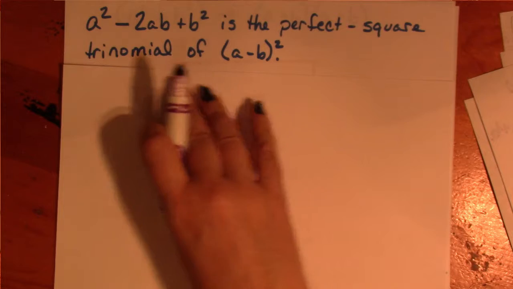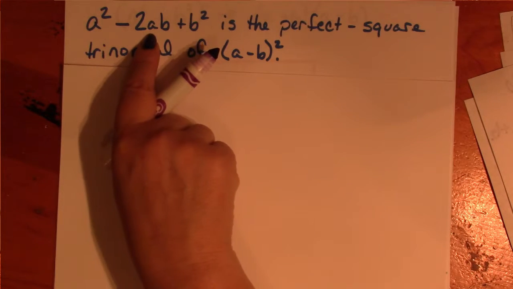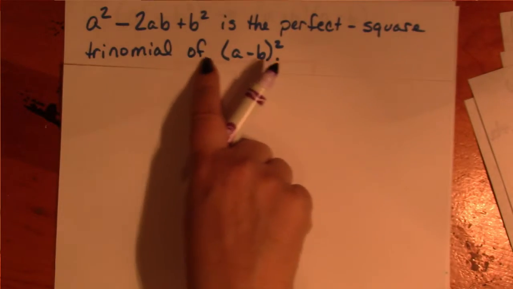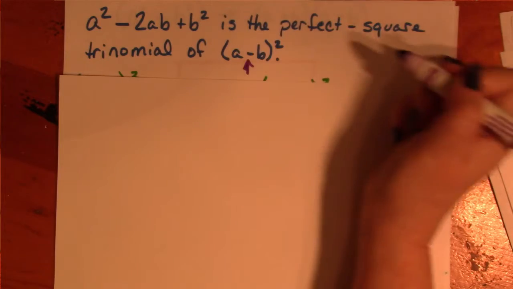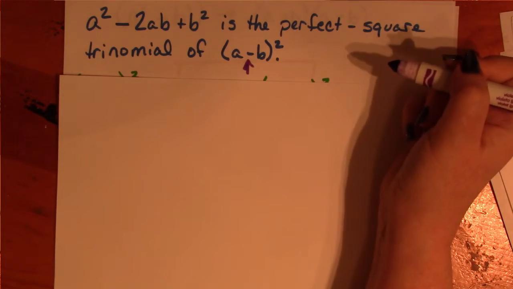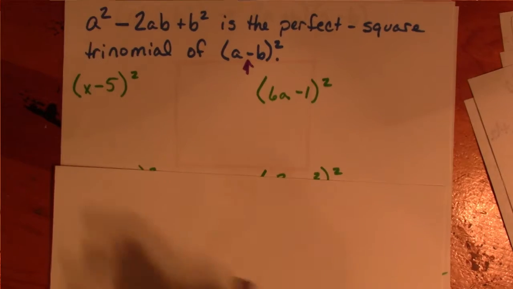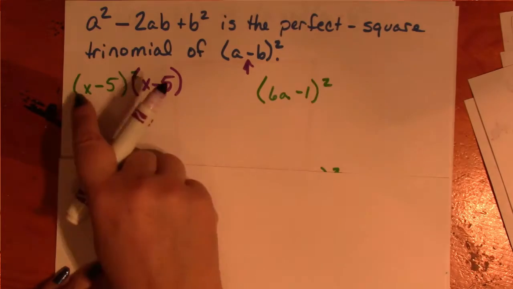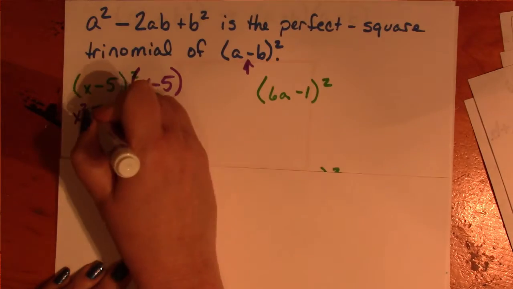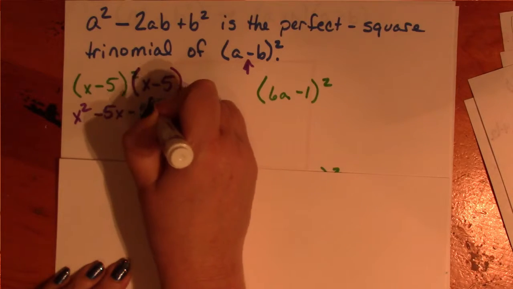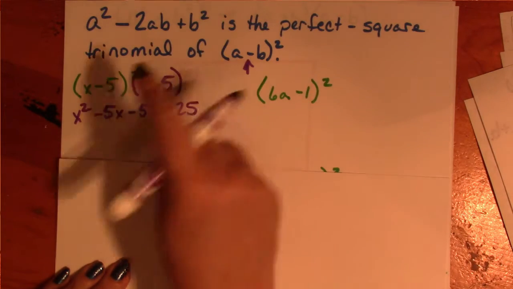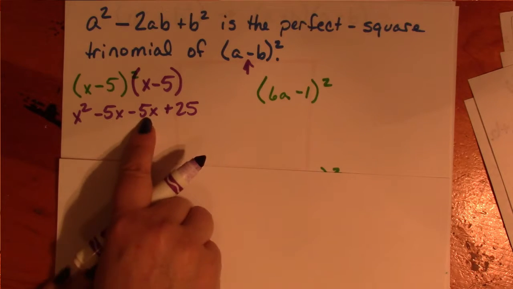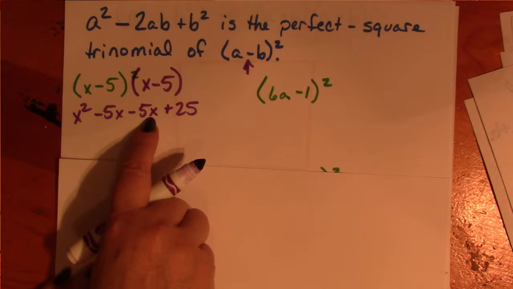The next trinomial we want to look at is a squared minus 2ab plus b squared. This is also a perfect square trinomial, but it's for a minus b squared. So, if we were to look at x minus 5 squared, we know that's x minus 5 times x minus 5, and x times x is x squared minus 5x minus 5x plus 25. Negative 5 times negative 5 is positive 25, but these alone are both negative, and when we combine them, we get a bigger negative.